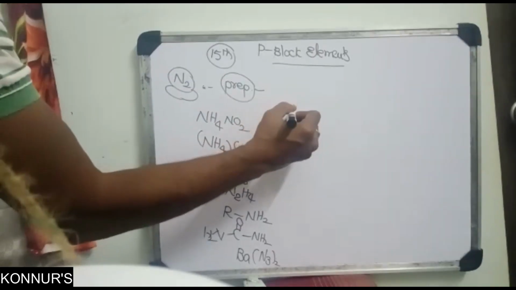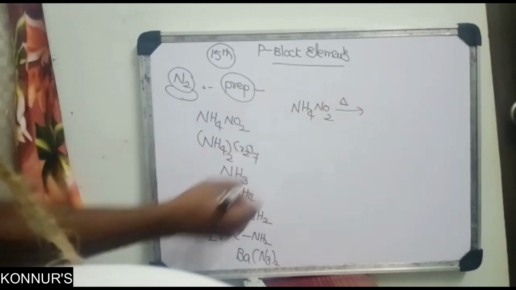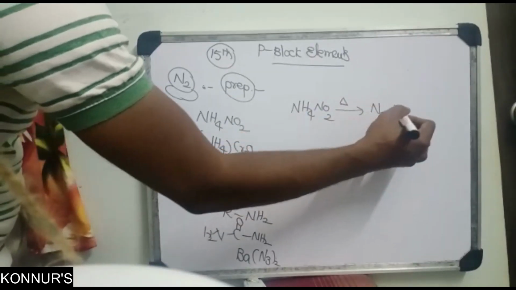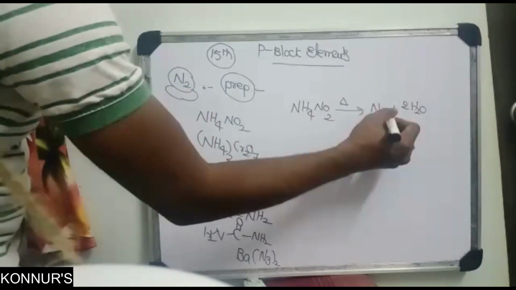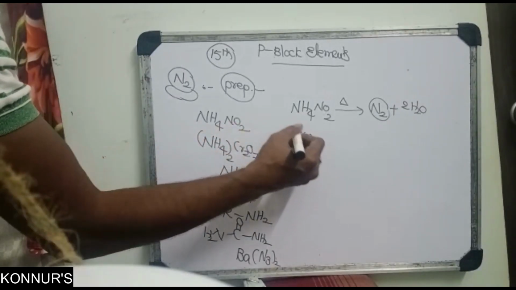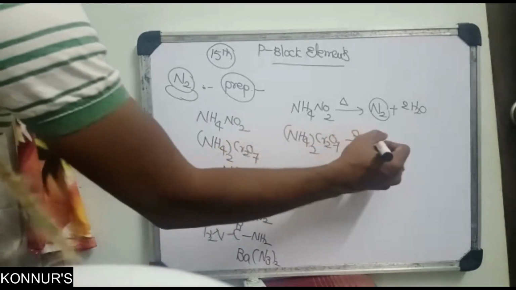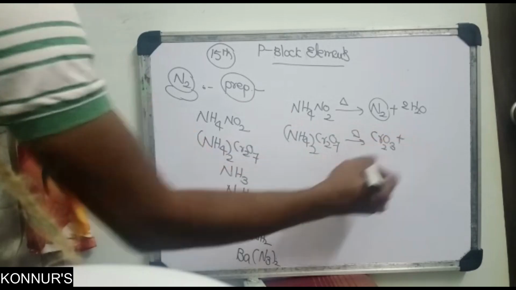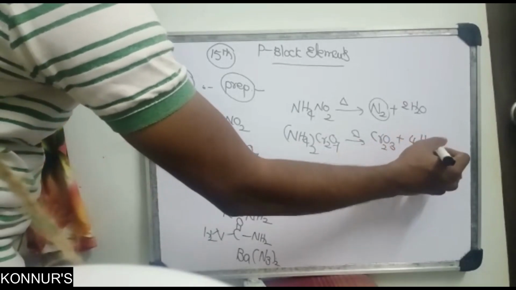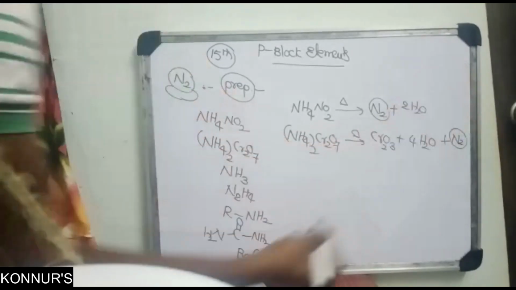See, you take NH4NO2, ammonium nitrate. Just heat it. Hydrogen and oxygen are eliminated. You get nitrogen plus 2 moles of H2O. Next, ammonium dichromate, (NH4)2Cr2O7. Just heat it. You get Cr2O3, a famous compound, plus 4H2O. So 3 plus 4, 7 oxygens are gone, and you get nitrogen gas.